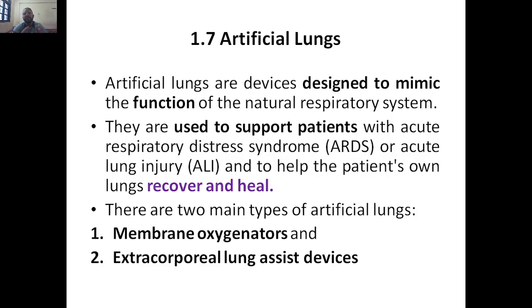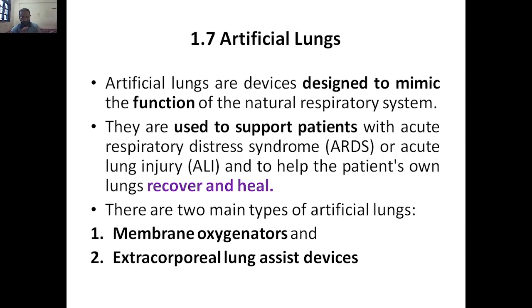Okay, so they are used to support patients with acute respiratory distress syndrome, that is ARDS, or acute lung injury, we are calling it ALI. So ARDS or ALI, these are the two major common diseases where we will be using the artificial lungs. It will give support to the patients. That means your lung is not able to function, so it is giving you the support.